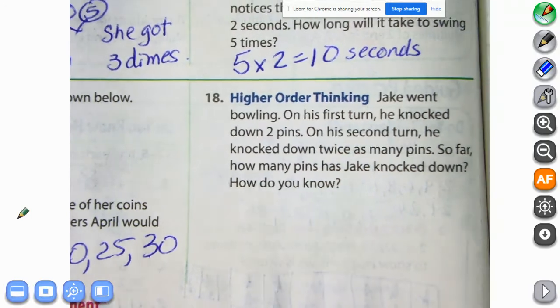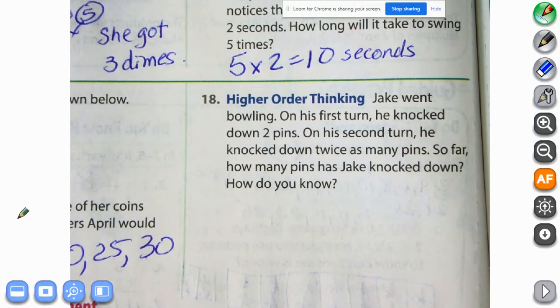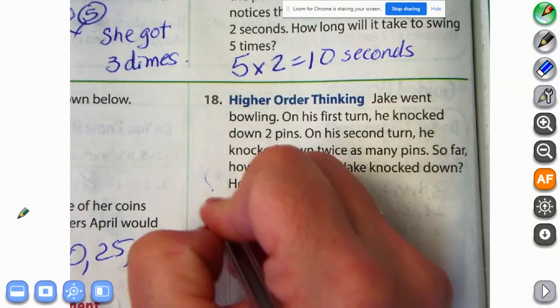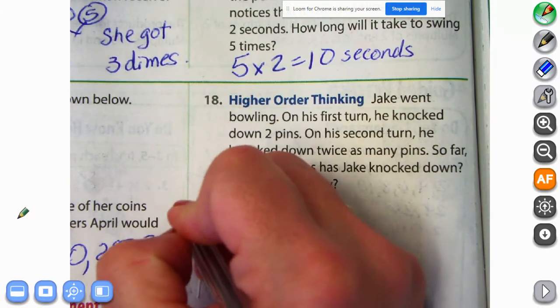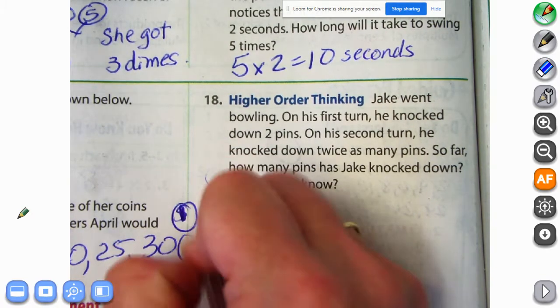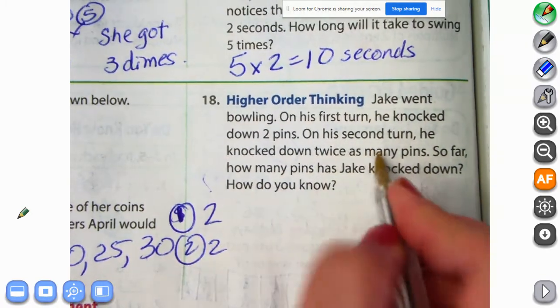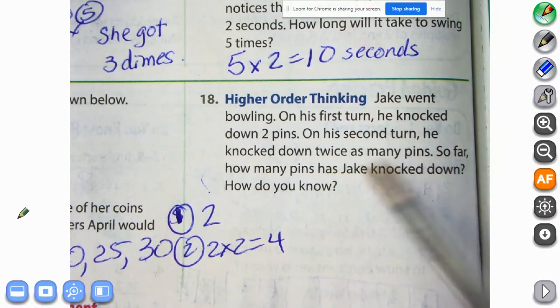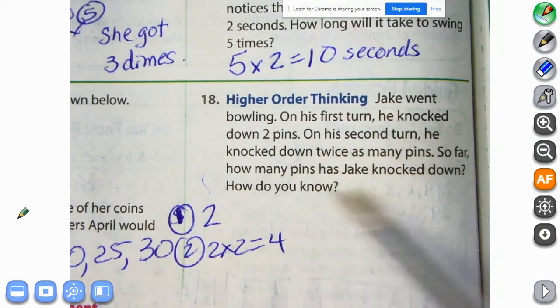Okay, on this one, Jake went bowling. On his first turn, he knocked down 2 pins. On his second turn, he knocked down twice as many pins. So 2 on the first one, that was number 1. Number 2, it was 2 times as much, which equals 4.